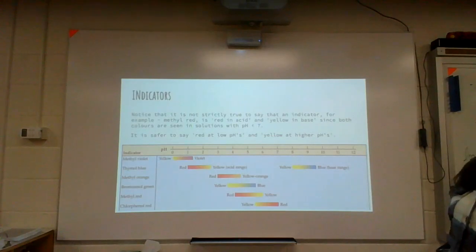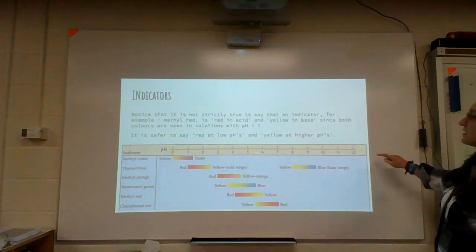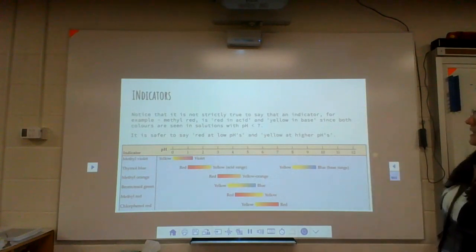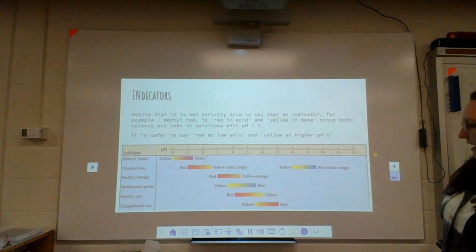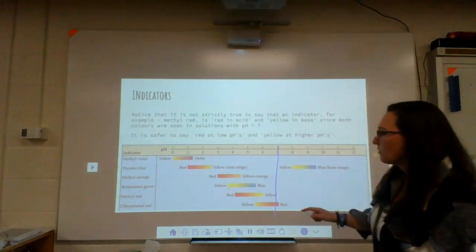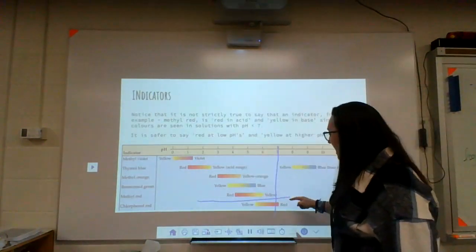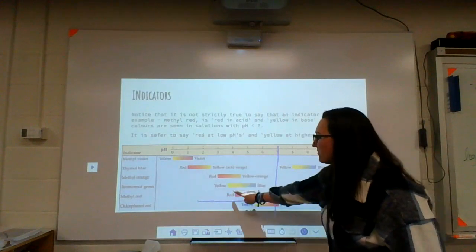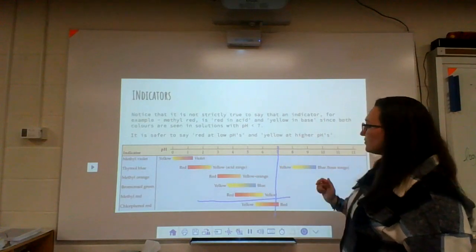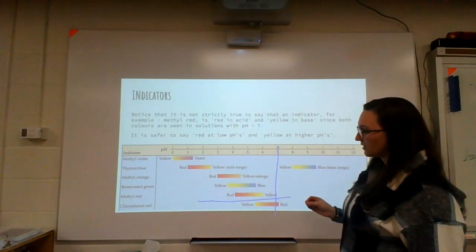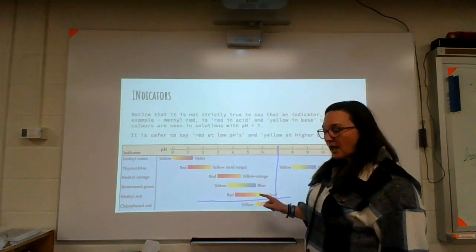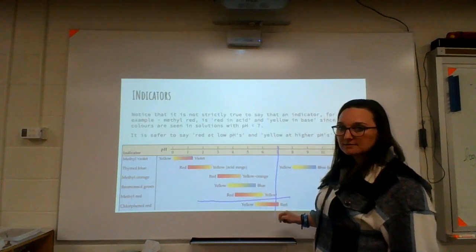titration. Also, it's not strictly true to say that an indicator like methyl red, for example, is red in acid and yellow in base. Here, 7 is neutral, okay? And methyl red is this one right here, and the entire range of this indicator falls in the acidic half of the pH scale. So it would be safer on a free response question to say that methyl red is red at low pHs and yellow at higher pHs.